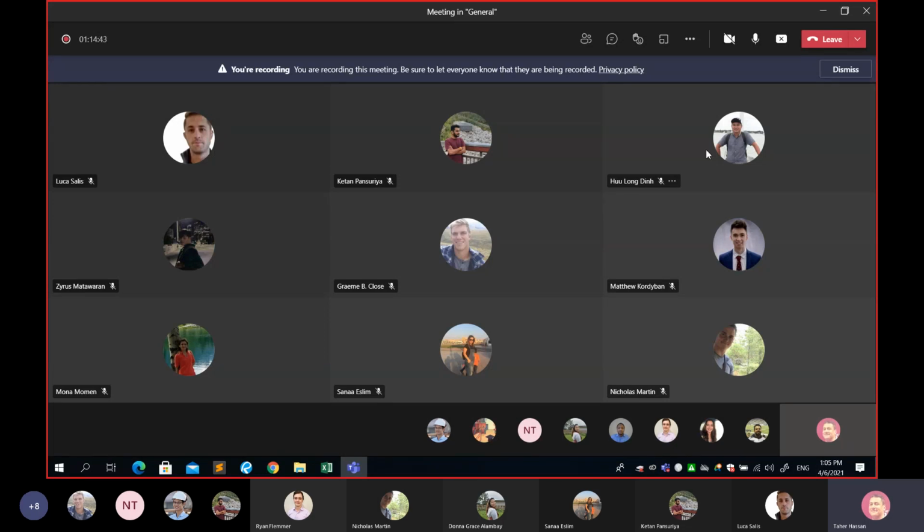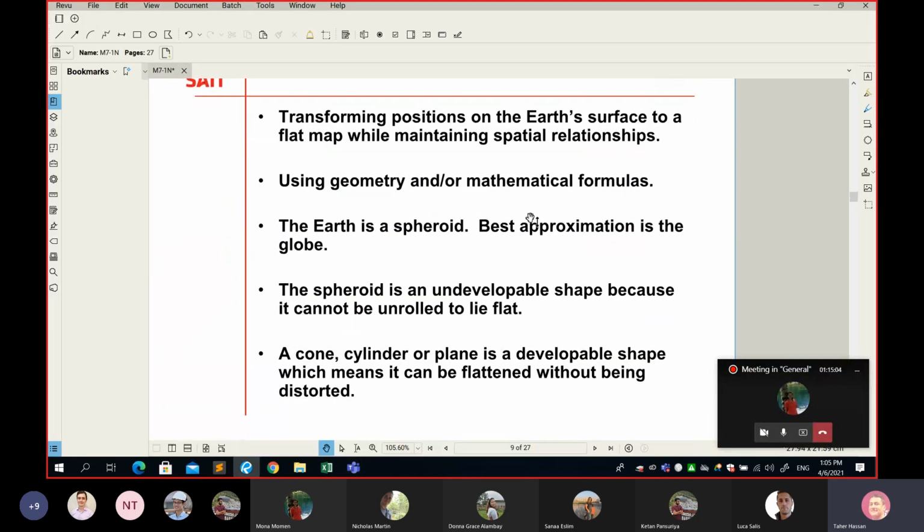We will try to project surfaces and elements and features which exist on a curved surface, which is the ellipsoid, onto a flat sheet. Again, without the introduction and convincing you and talking about geodesy and the shape of the earth, there is no reason for us to talk about map projection. So here's the discussion. Map projection, the definition is here, is a transformation. We're trying to transform or project the positions on the earth, which is a curved surface, to a flat map while maintaining the spatial relationships.